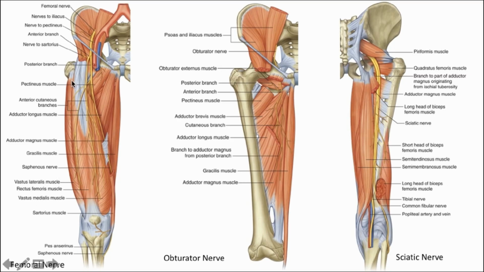And you can see that here. These are pictures of what I'm talking about. Here's the femoral nerve and its branches, the obturator nerve and its branches. Then we'll talk about the sciatic nerve. Remember, it's the largest nerve.